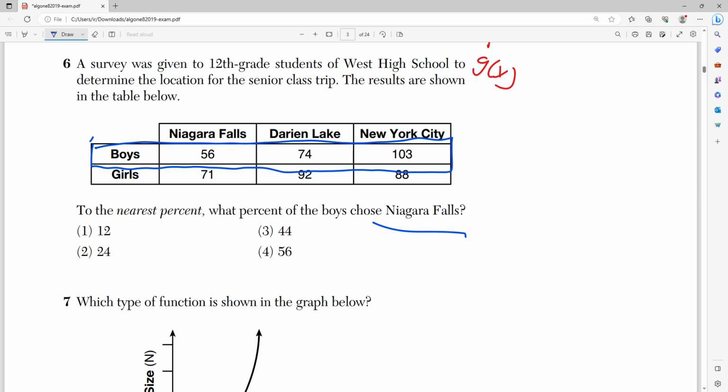So how are we going to solve this? Well, we have to find the total number of boys, which is going to be 56 plus 74 plus 103. Let me just plug that into my calculator. That's 103.